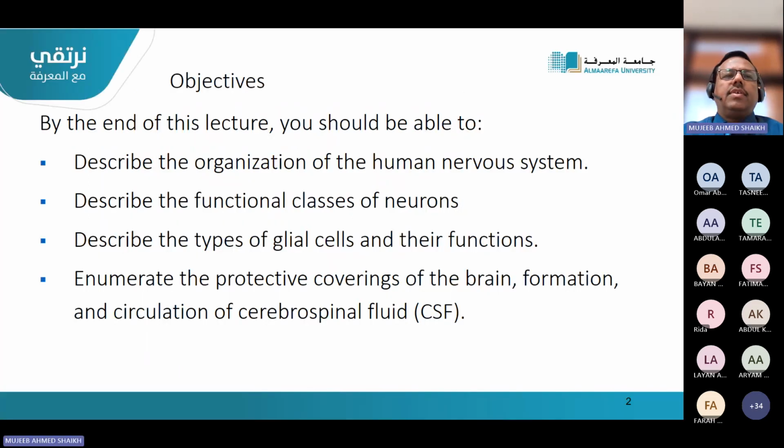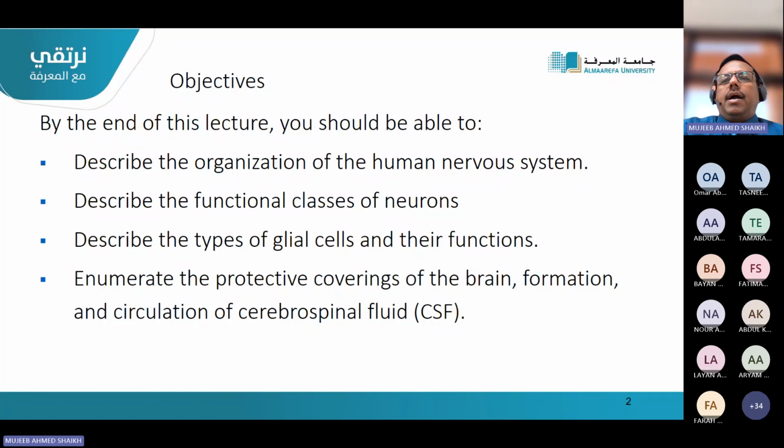At the end of this lecture, you should be able to describe the organization of the nervous system, how you divide central, peripheral, afferent, efferent, something like that, organizational. Then you should be able to describe the functional classes of the neurons. We have already discussed in different classes about the neuron, whether they are afferent neuron or efferent neuron or interneuron. So we will see how they are classified functionally on the basis of their function. Some are carrying the information, some are bringing the information.